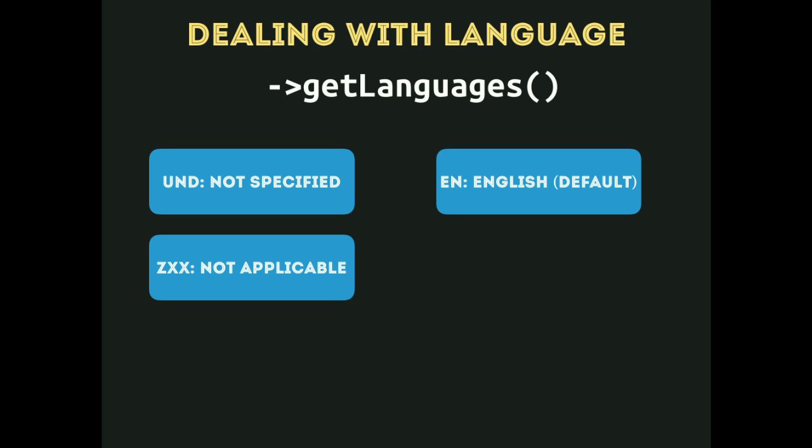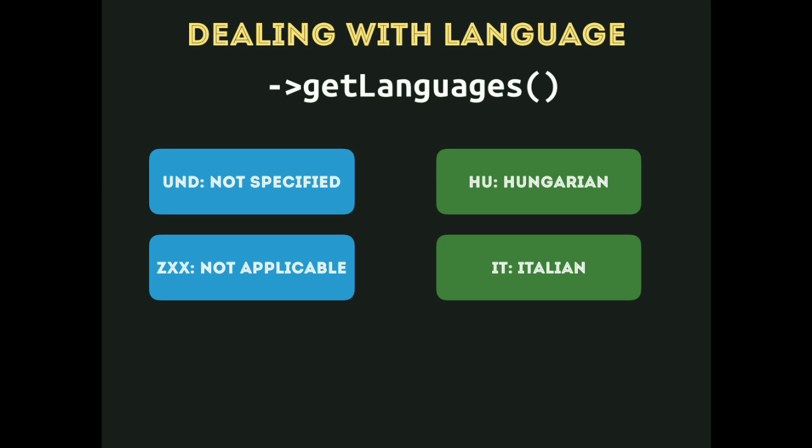And then we have English built in. If you enable the language module, then you get the configurable language manager, and then you can drop English if you want. English is not required in the system anymore, unlike Drupal 7. And then you can configure whatever you want. So in this case, I configured Hungarian and Italian.